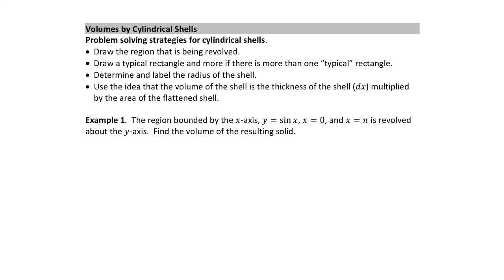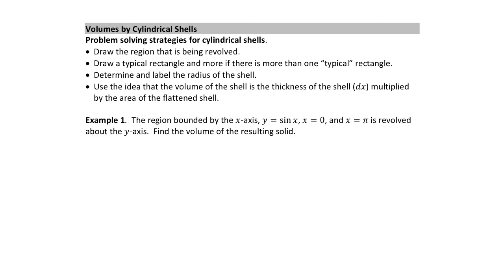Here again are some problem-solving strategies. Again, you have to draw the picture. You have to draw the graphs to know what region we're talking about. Draw a typical rectangle, and if you need to, draw more rectangles so that you know the top and bottom of those shells, or the rectangles. Label the radius of the shells. You've got to draw it. The better the picture you draw, the more likely you are to get the right answer.